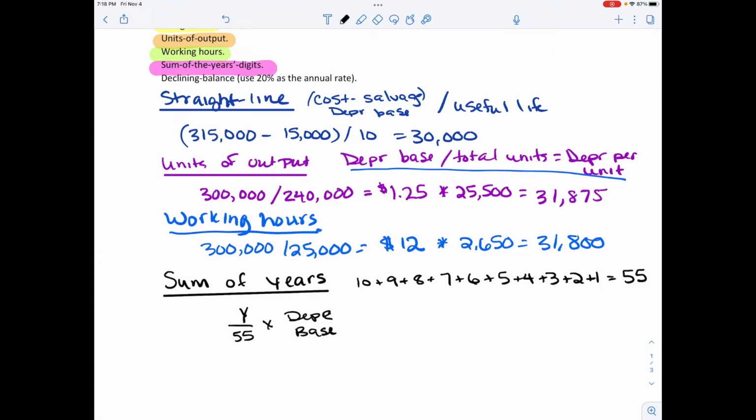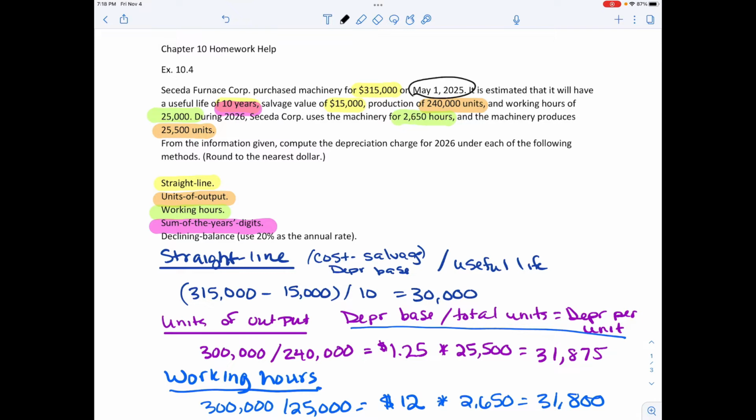Now here's a little bit different because we do have this year kind of split. They want the depreciation for the second year of the useful life of this asset. So in the second year, we're actually looking at a piece. So this was purchased in May. So in 2025, we depreciated 8 months, right? So what we're trying to do is calculate a full year for 2026.